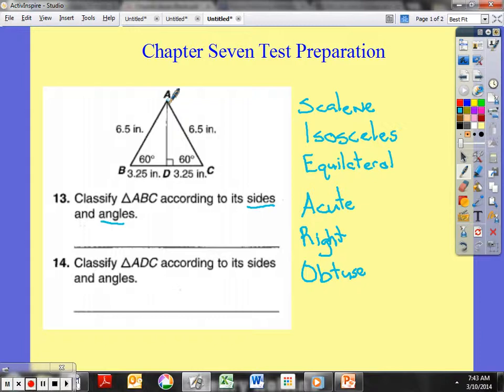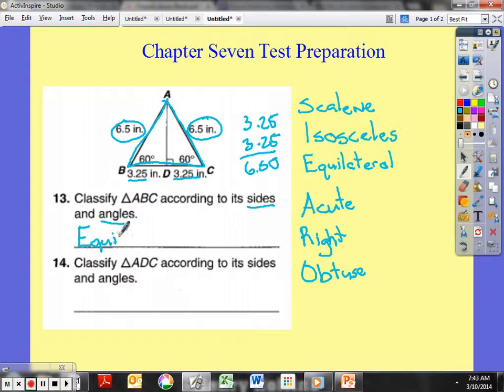Now I'm going to trace over triangle ABC. First thing I notice, if I'm talking about sides, is 6.5, 6.5. Now this is 3.25, 3.25. Now 3.25 plus 3.25 gives me 6.5. So all three sides are 6.5 inches long. That means it's equilateral. So I'll write equilateral here.